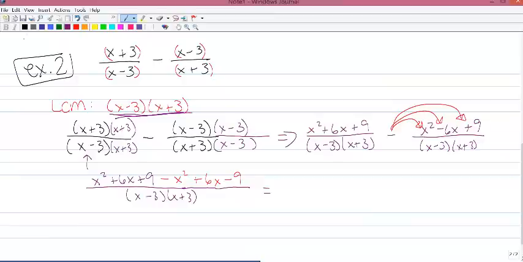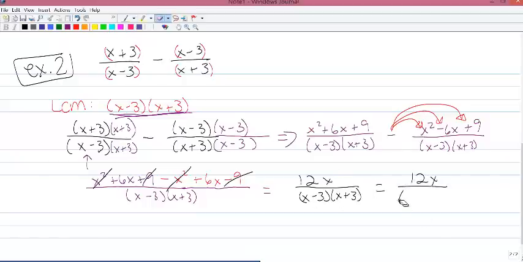So let's see what happens. Oh, wonderful. So we have the x squared, bye-bye. Our 9s, bye-bye. 6x plus 6x is obviously 12x over, what do we have here? Let's distribute this through. Even if you didn't want to at this step, obviously nothing is going to divide out here. So in the end, I would multiply everything through, distribute, and you're going to get x squared minus 9.